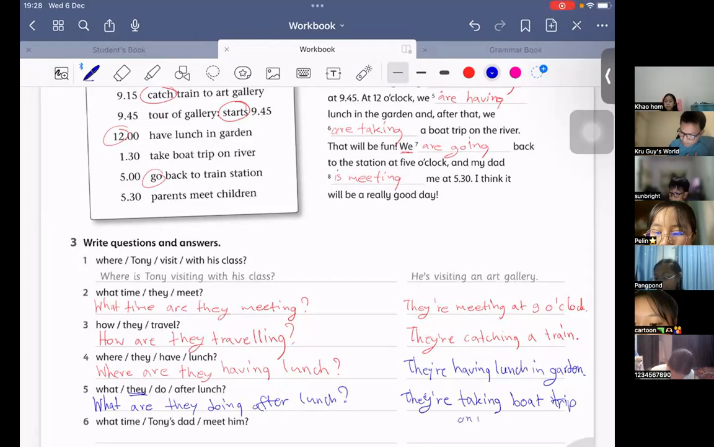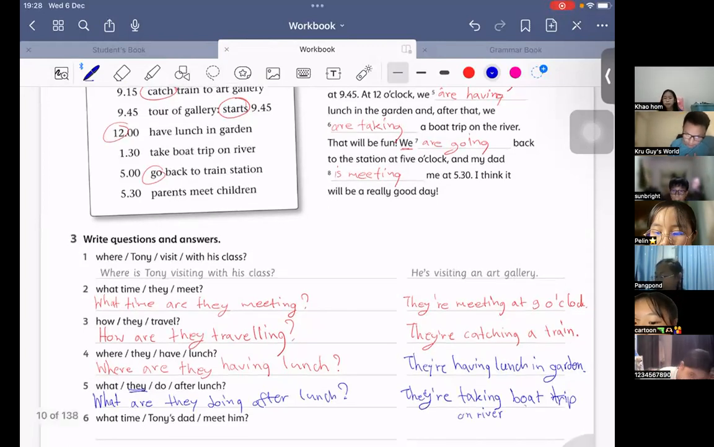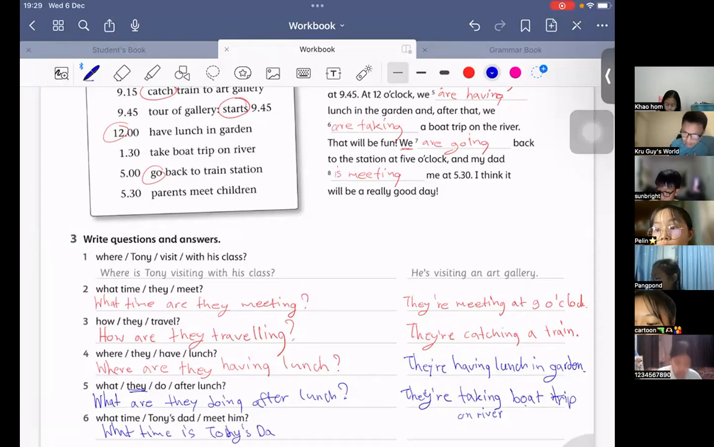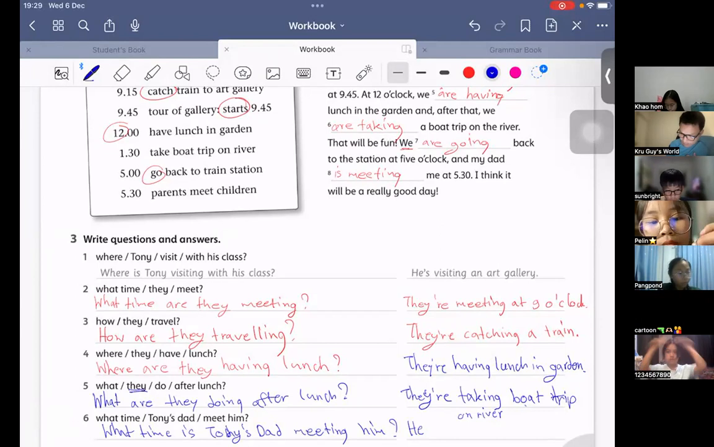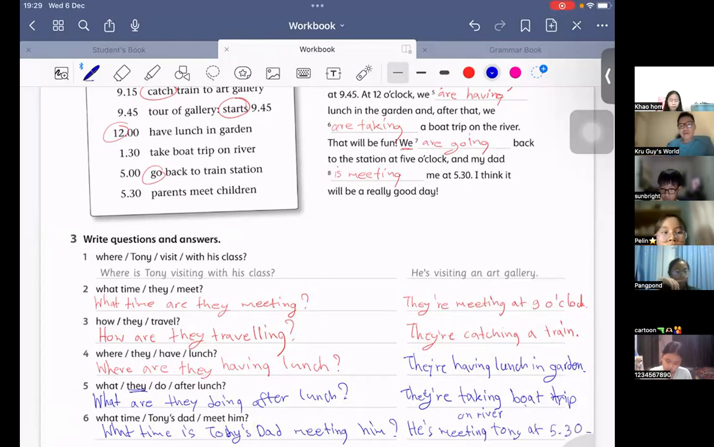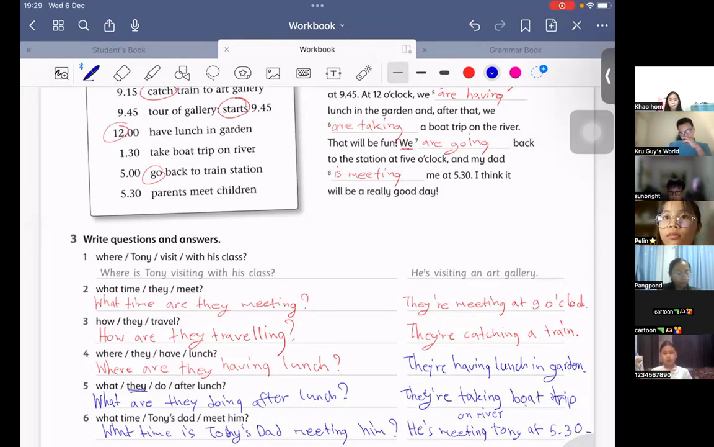What time is Tony's dad meeting him? Good job. He's meeting Tony at 5:30. Okay. What time is Tony's dad meeting him? He's meeting Tony at 5:30. All right, finish.